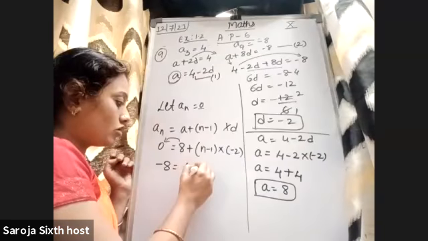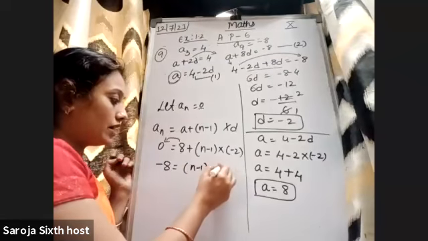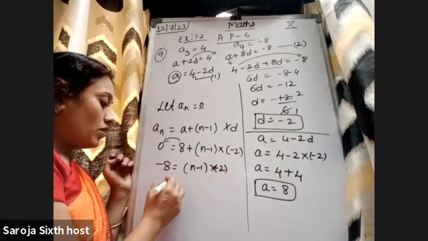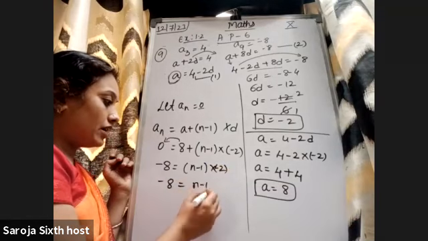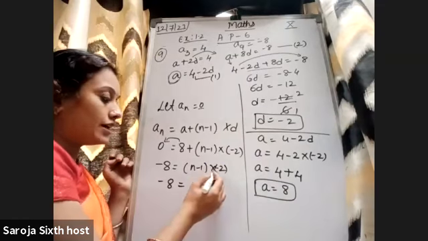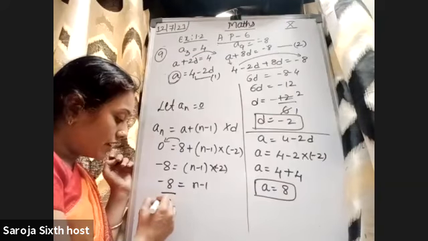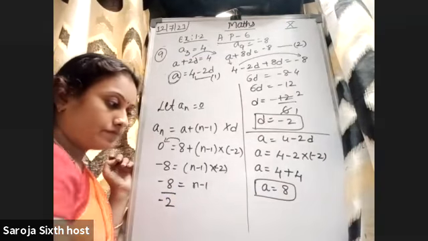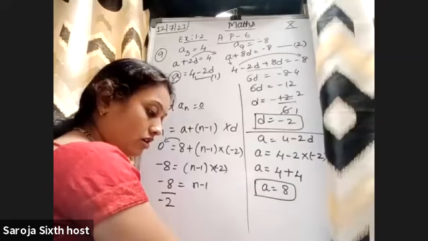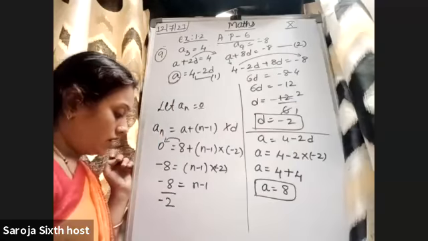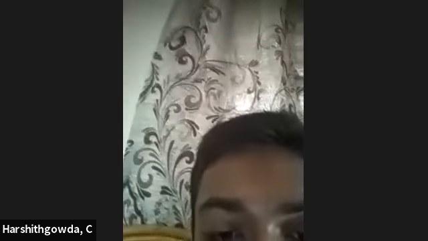Minus 8 is equal to n minus 1 into minus 2. Now minus 8 is equal to n minus 1, minus 2, it is multiplied with the n. When you shift here, you will get as divide. Is it clear for you all? Yes, ma'am. Minus gets cancelled.